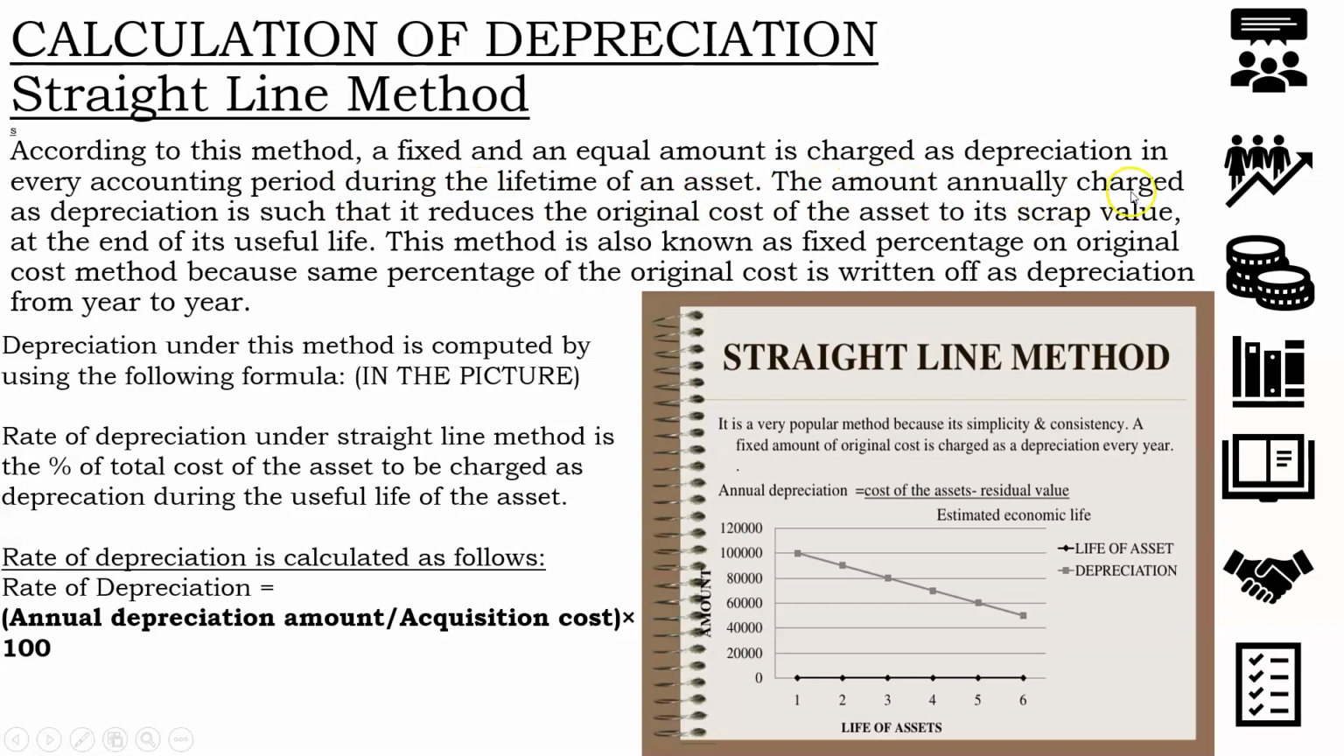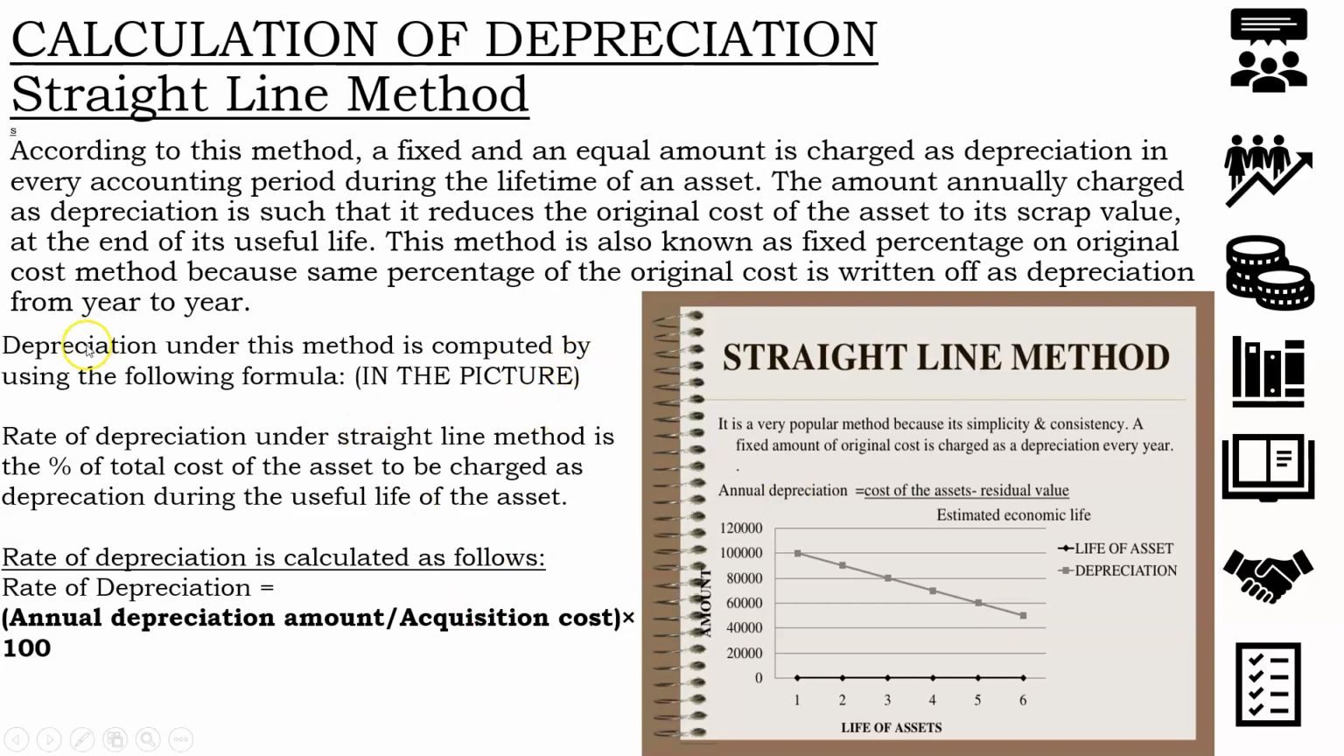The amount annually charged as depreciation is such that it reduces the original cost of the asset to its scrap value at the end of its useful life. This method is also known as fixed percentage on original cost method because the same percentage of the original cost is written off as depreciation from year to year. Okay. So first of all, this method is known as fixed percentage on original cost method. As you can see in the graph, there is a straight line, and every year a fixed percentage is subtracted from the cost of the fixed asset, and the depreciation every year will be of the same amount. Let us see how to calculate that.